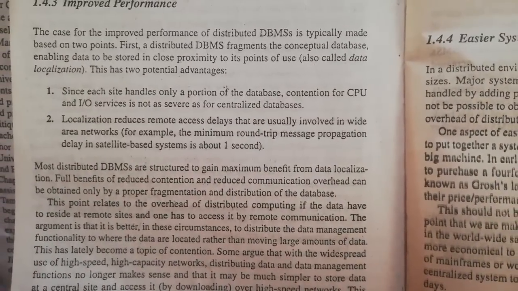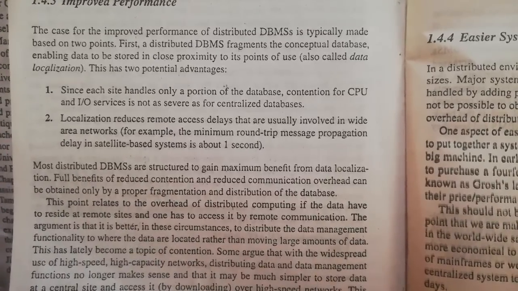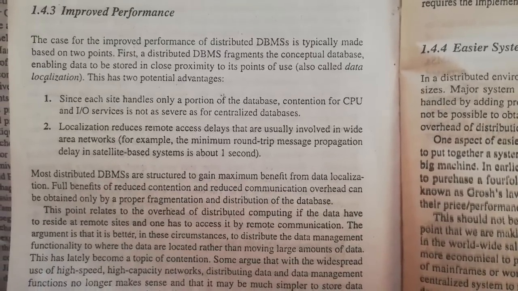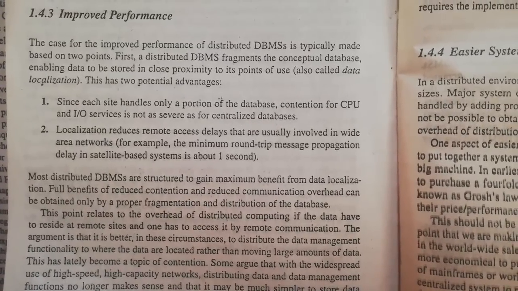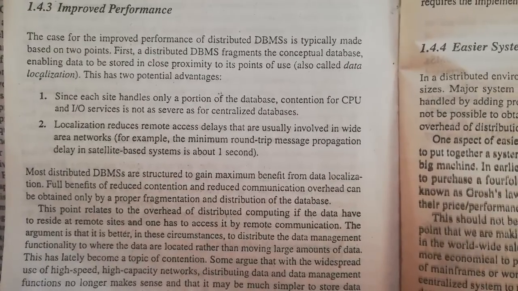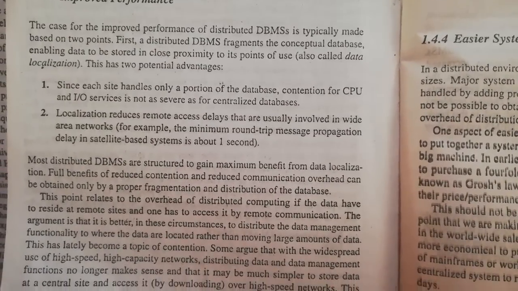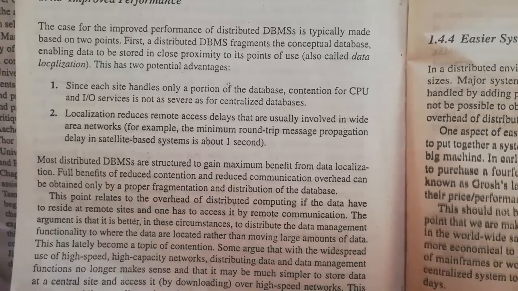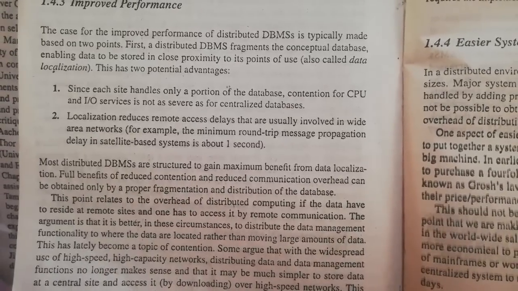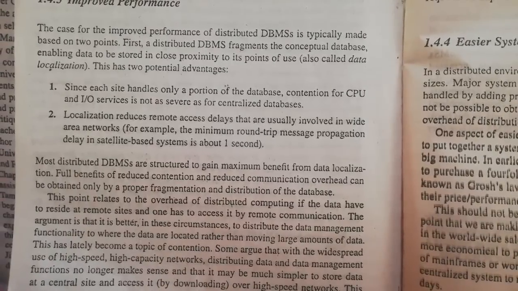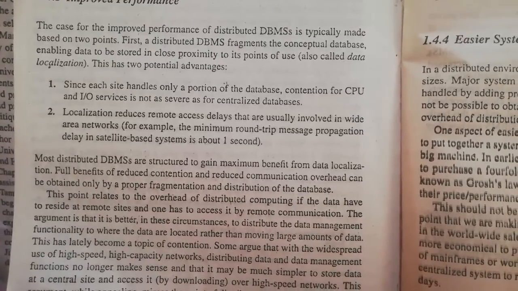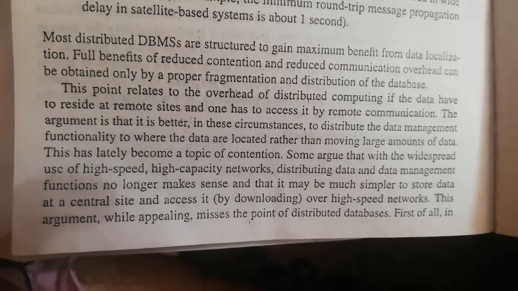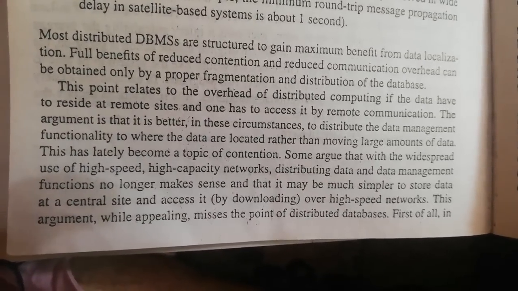Since each site handles only a portion of the database, contention for CPU and I/O services is not as severe as for a centralized database. Localization reduces remote access delays that are usually involved in wide area networks. For example, the minimum round trip message propagation delay in a satellite based system is about 1 second. Most distributed DBMSs are structured to gain maximum benefit from data localization.